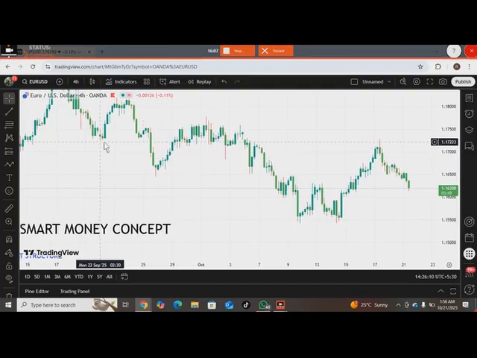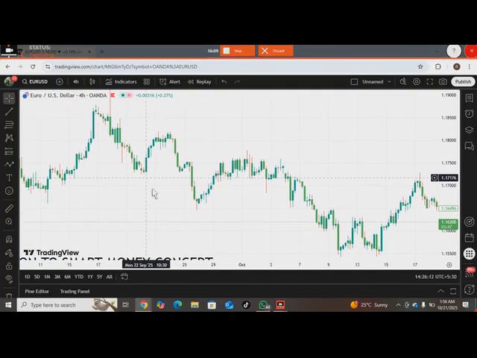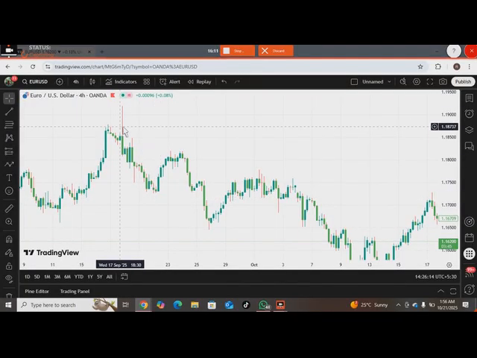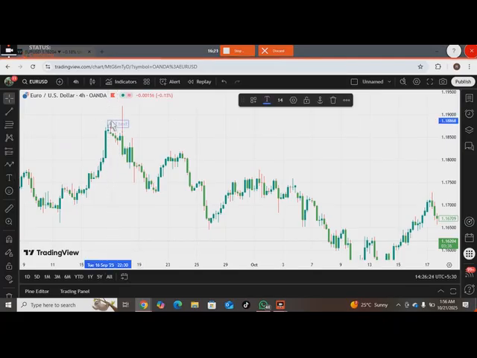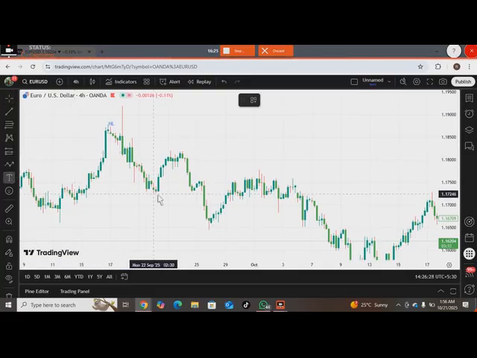Now you've got to know how to mark these higher highs, higher lows and lower lows. This is a higher low, so you come here and you mark these. This is a higher low, and you mark these. I'm showing an example. So this is a lower low, and we have another higher low here.